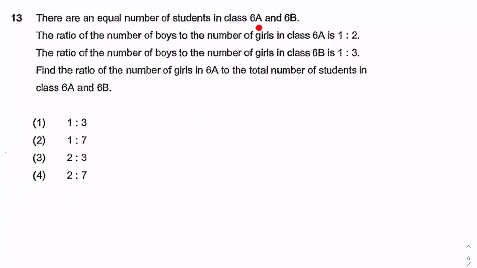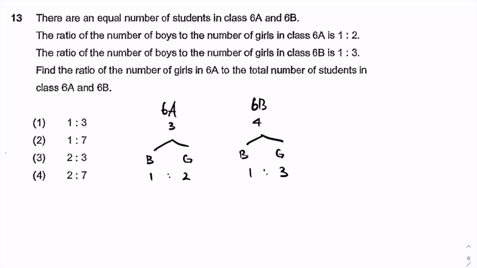Equal number of students in 6A and 6B, important to keep in mind. B to G in class 6A is 1:2. All right, B to G in 6B is 1:3. Well, the totals are clearly not the same at the moment, right? This is a total of 3, this is a total of 4. So let's reflect that: 6A, BG 1, 2, BG 1, 3, total 3, total 4. But we are told that the total number of students are equal. All right, so let's make them equal.